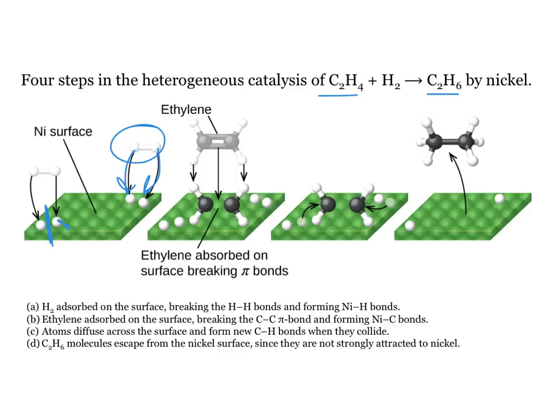Next, gas phase ethylene is adsorbed on the nickel surface, breaking the carbon-carbon double bond in favor of forming nickel-carbon bonds. These hydrogen atoms and hydrocarbon bits are free to migrate on the nickel surface, and in so doing will collide, forming new carbon-hydrogen bonds. Nickel can't hold on to the C2H6 molecules that result, so these gas phase molecules are released from the solid nickel surface.